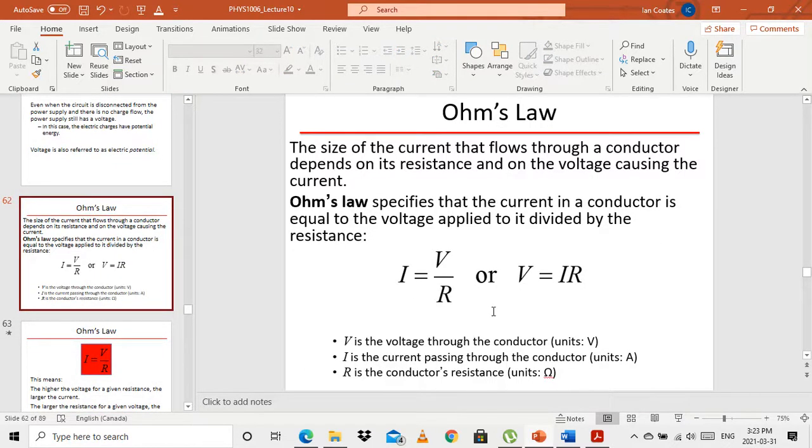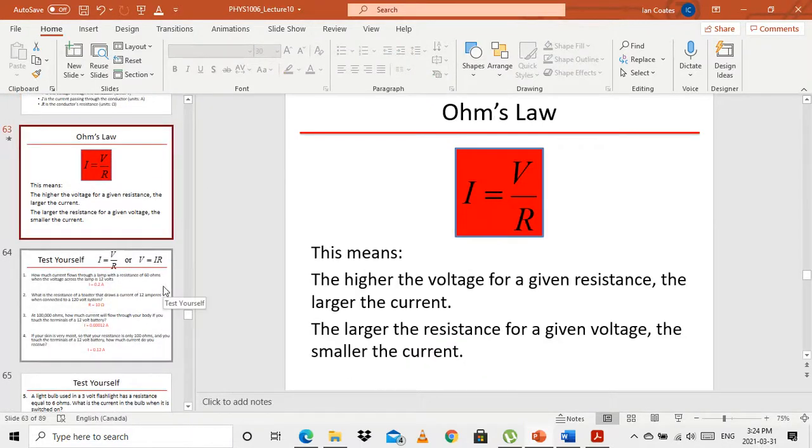Here's another formula. It's not too bad. You've seen this one, this one, and this one, just put in a different way. V is the voltage in volts. I is the current passing through in amperes. R is the resistance in ohms. The size of the current that flows through a conductor depends on its resistance and on the voltage causing the current. Here's just another shot of it.